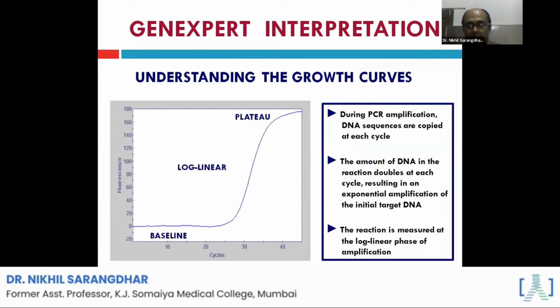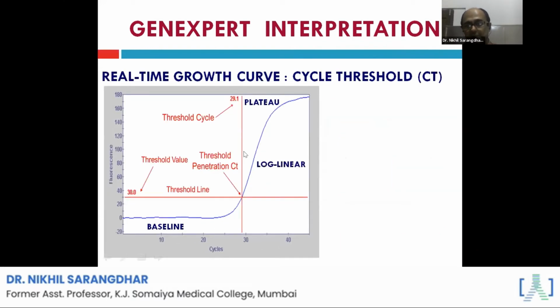Okay, so basically what GeneXpert does is that if there's mycobacterial DNA in the sample, it is a PCR based test, a polymerase chain reaction. So the DNA is amplified till a level the target protein can be detected. And this reaction occurs in 3 phases: baseline, log linear and plateau phase. And the reaction is measured in the log linear phase of amplification.